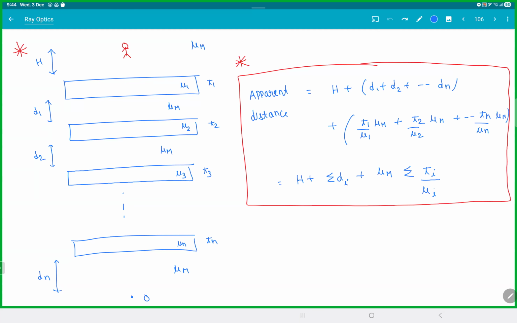But see what happens to the slab. The distance of that slab becomes T1 by mu1 into mu medium, T2 by mu2 into mu medium, and so on. So basically, you can replace the slabs with T1 by mu1 into mu medium. Clear with that? So page 106, check it out.